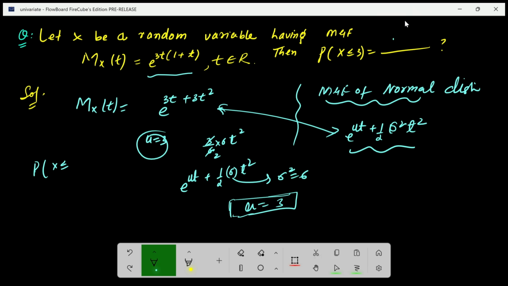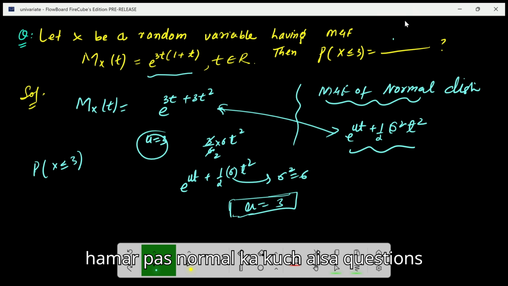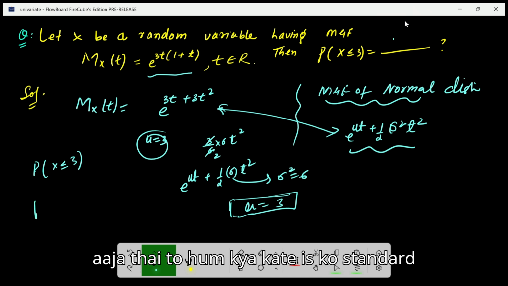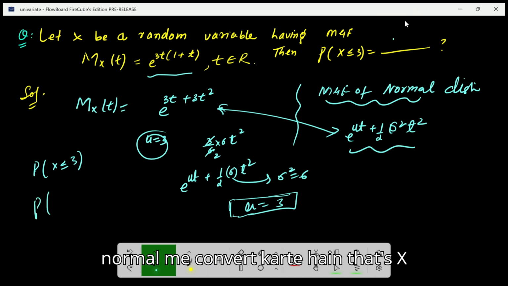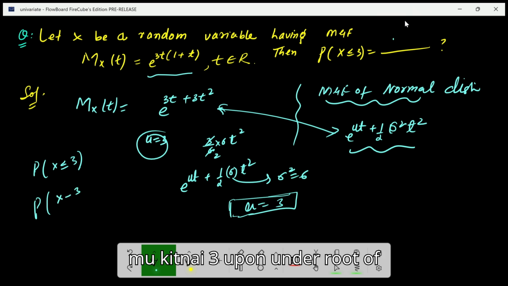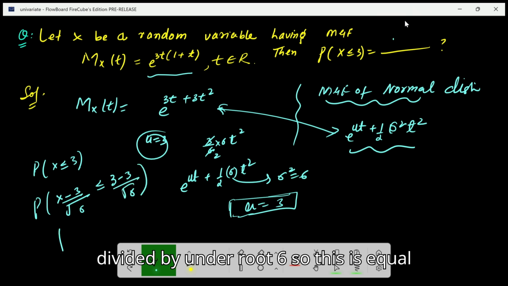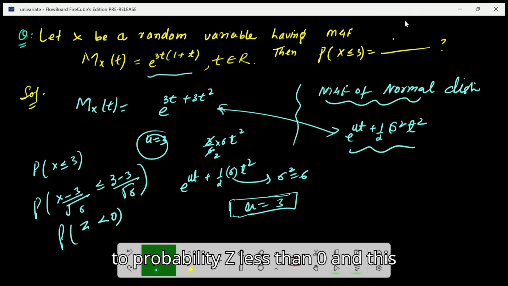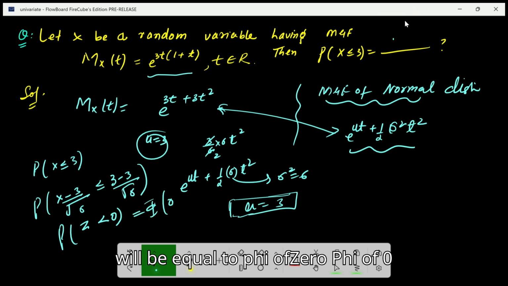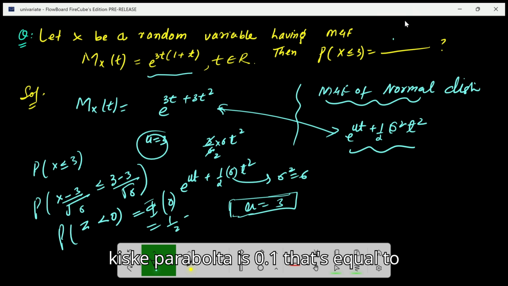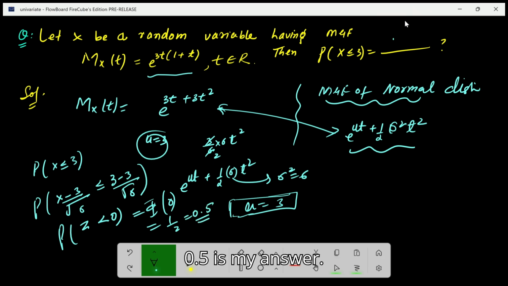सो अब हमें क्या देखना है, probability X less than or equal to 3. अब आपको पता है जब भी हमारे पास नॉर्मल का कुछ ऐसा क्वेश्चन आ जाता है तो हम क्या करते हैं, इसको स्टैंडर्ड नॉर्मल में कन्वर्ट करते हैं. दैट्स (X minus mu) कितना है, 3/√6, दैट इज less than or equal to (3 minus 3) divided by √6. So this is equal to probability z less than 0 and this will be equal to phi of 0. Phi of 0 किसके बराबर होता है, that's equal to 0.5 is my answer.